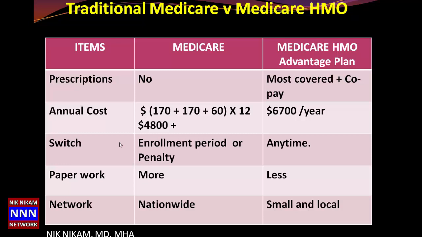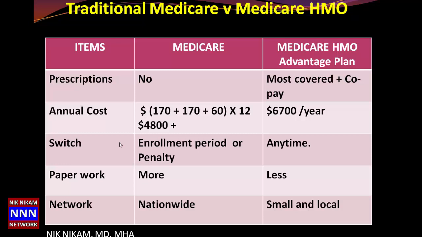Then think twice before you consider Medicare HMO or an Advantage plan. All of these costs can add up to a substantial amount. So the annual cost from your out-of-pocket expenses is capped at $6,700 per year with Medicare HMO or an Advantage plan. Now, comparing these two costs, you need to keep in mind what are the things that you are giving up.